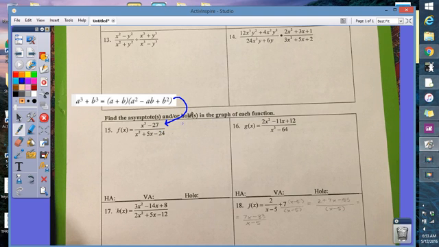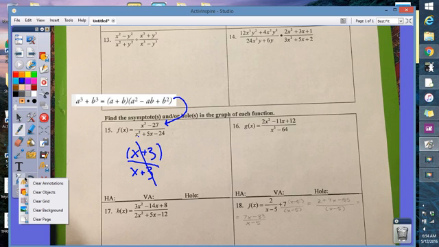Now remember, you're going to have a hole if something in the numerator cancels with the factor that you have in the denominator. All right, so say you had an x minus 3 or an x plus 3 in both. Those would cancel, then you would have a hole at negative 3. Okay, vertical asymptotes, the rule is the same for all of these. What makes the denominator 0?